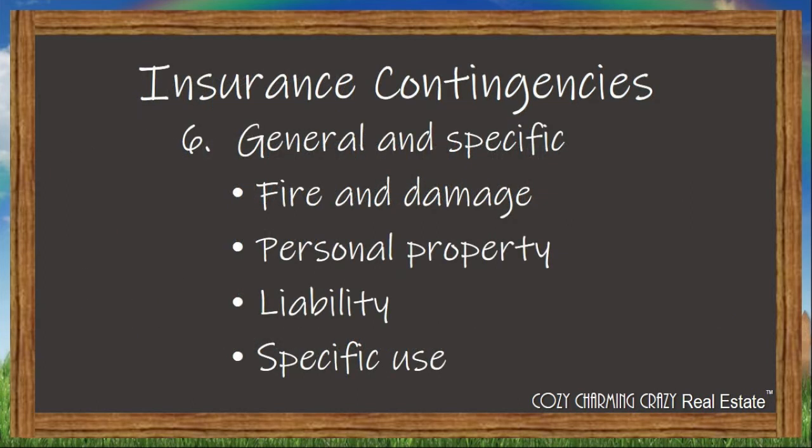Insurance contingencies, simply the buyer wants to make sure that they can get the insurance that they require specifically for that property. Now, there's generally, if they're going to have a mortgage, there'll be the fire and environmental damage, certain coverages that the mortgage lender requires. The buyer might also want to be able to get personal property and liability insurance, but also if they intend to use the property for any kind of a business or commercial use, they want to be able to make sure that they can get insurance for those kind of activities.